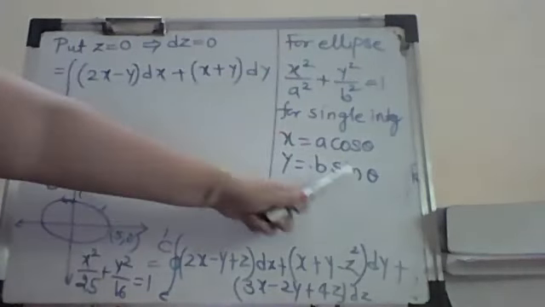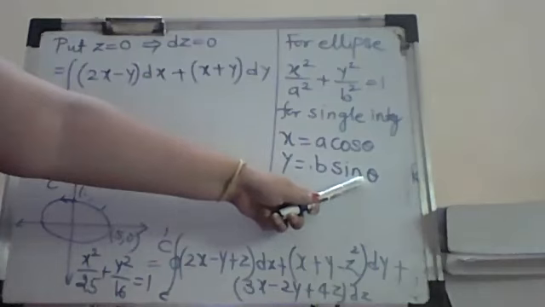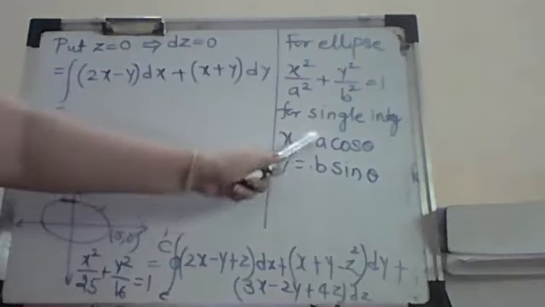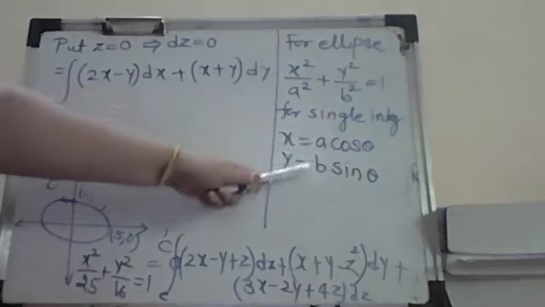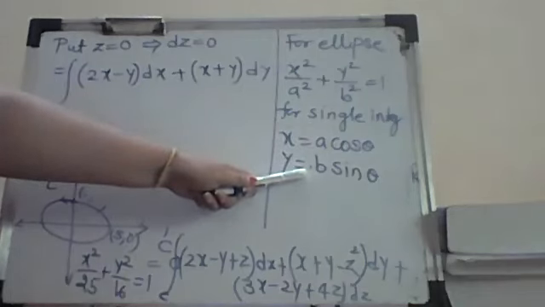Now this parameterization, you can see that it is in terms of a single variable theta, where a and b are constants. Here we have x square by 25 plus y square by 16. So what is the value of a in this case? a is 5 and b is 4. So a and b are the constants.